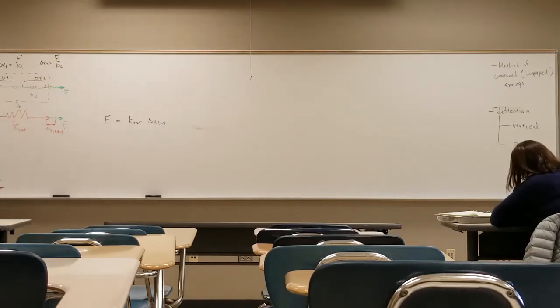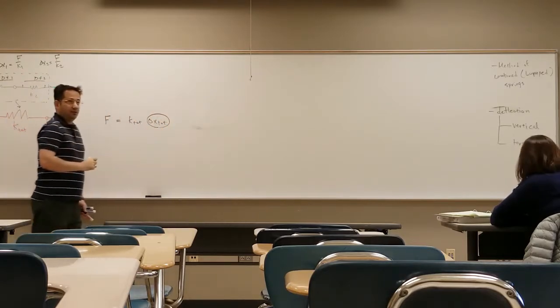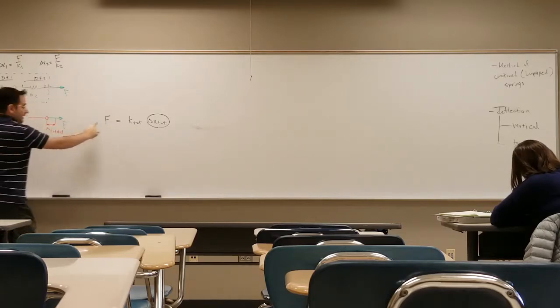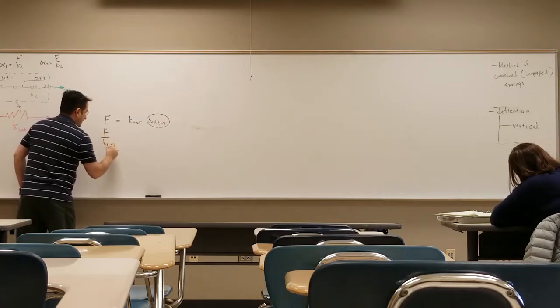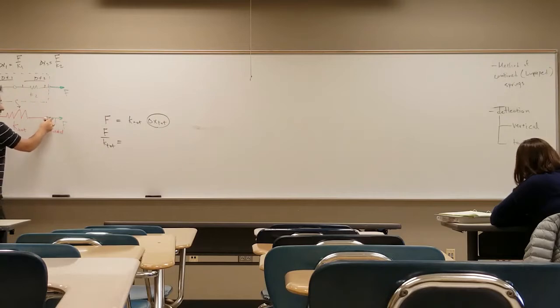But here, what do I have for delta x total? Let's write this equation. This is for the other spring, the total spring. If you divide this by K total, you get F over K total is equal to delta x total, the total deflection. What is the total deflection?